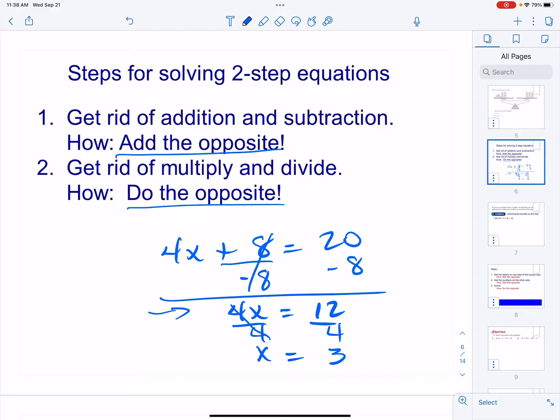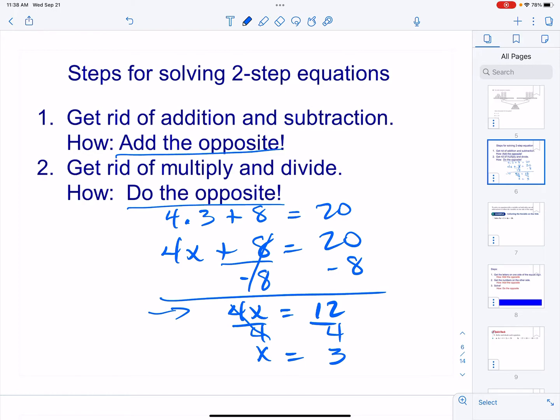So if I were to take that 3, which is what we're saying x is, and plug it back into the original equation, it should make a true statement. So if I do 4 times 3 plus 8, that should equal 20. Well, 4 times 3 is 12, plus 8 does give me 20. So that's how we solved two-step equations.